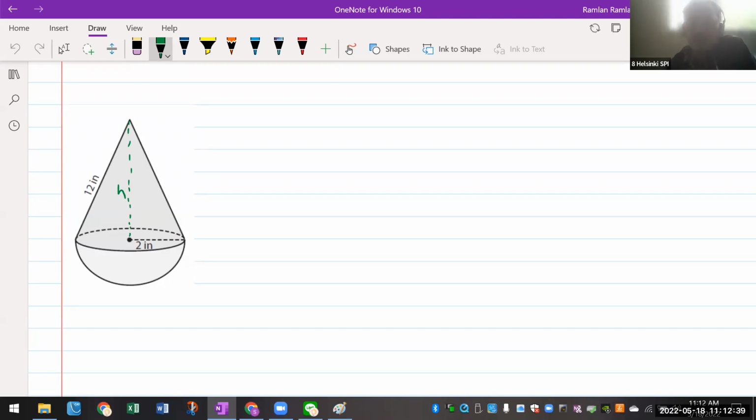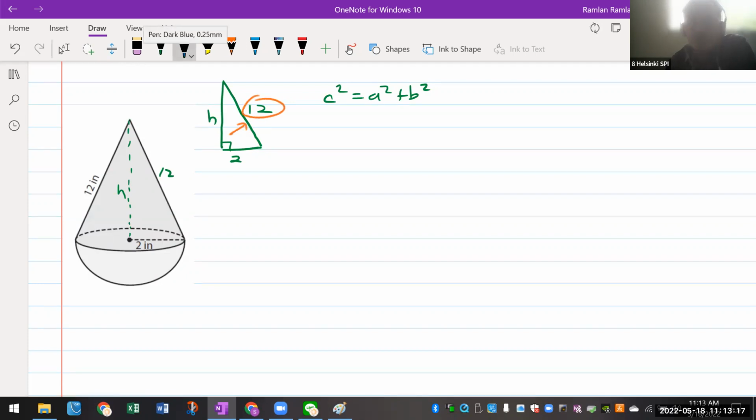Actually, this is a right angle triangle, right? As you can see, this is a right angle triangle. And then we can use that right angle triangle to find the value of h. So if this is 12, this is also going to be 12. If I take that right angle triangle, this is 2 and this is 12 and this is h. In the right angle triangle, we have the formula c squared equals a squared plus b squared. And here, the c is this guy over here because that is the hypotenuse, the one in front of the 90-degree angle.